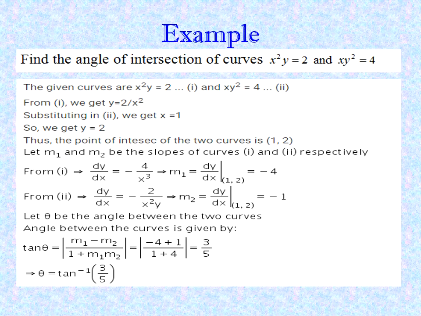Let theta be the angle of intersection between the curves. So for the angle between the two curves, we can use this equation: tan theta is equal to modulus of (m1 minus m2) by (1 plus m1 m2). Just substitute the values of m1 and m2, we will find 3 by 5. So we can write theta is equal to tan inverse 3 by 5, which is the angle of intersection of the two given curves.